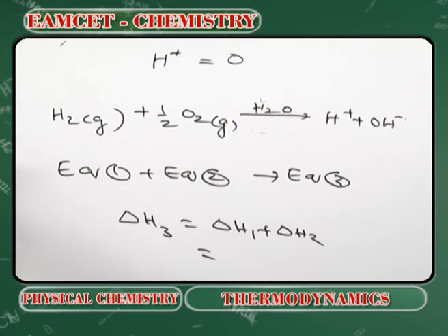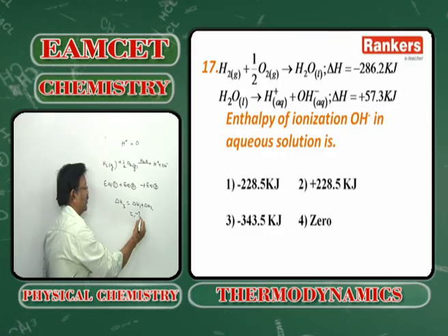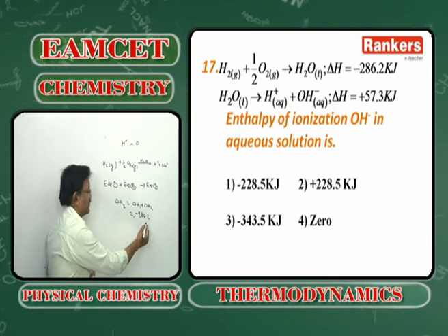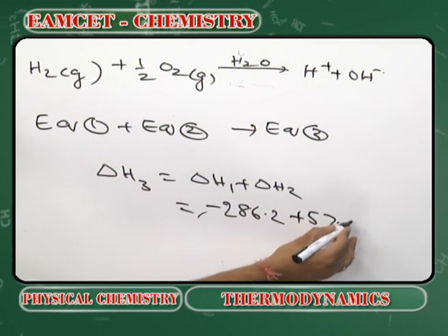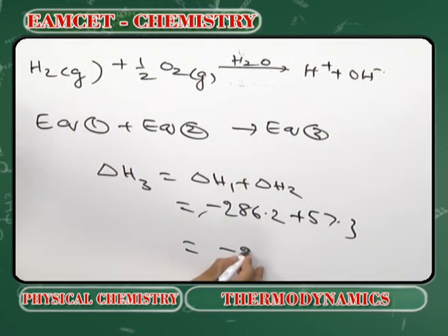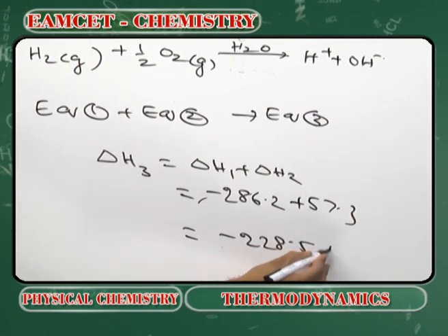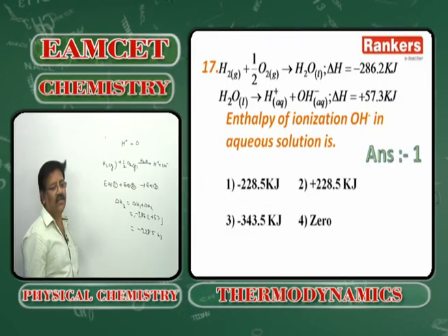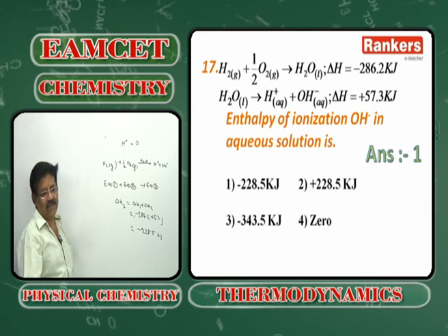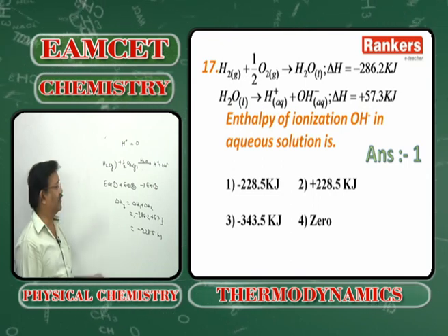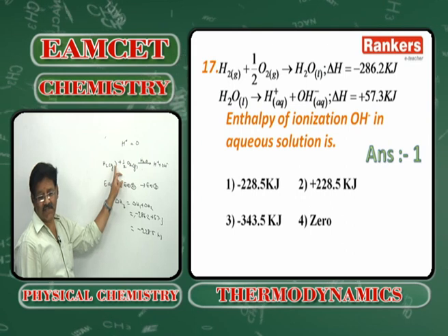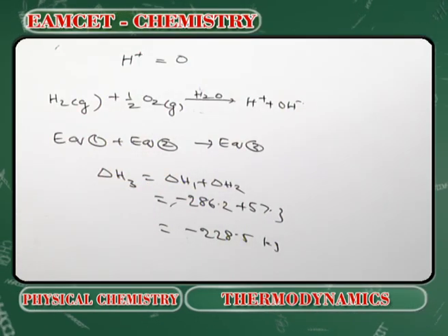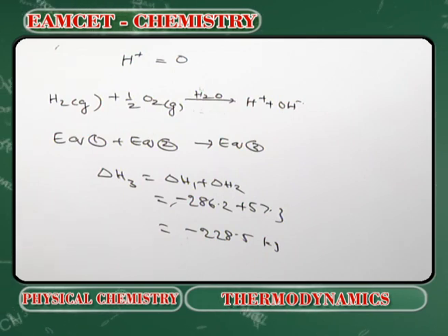What is the delta H1? Minus 286.2 and plus 57.3 is equal to minus 228.5. This is the required equation, and these are the given equations. By manipulating the given two equations, we must get this equation. How to get it? By adding the first two equations, we can get the third equation.